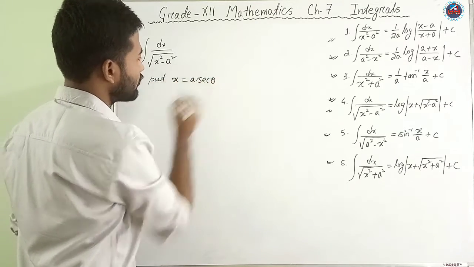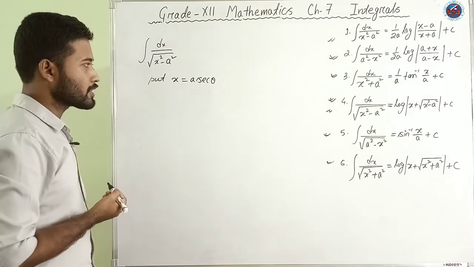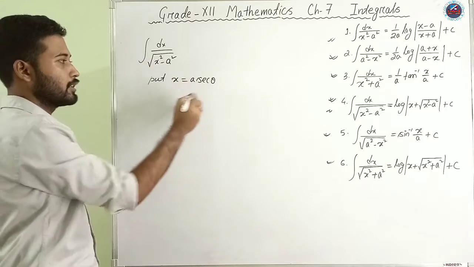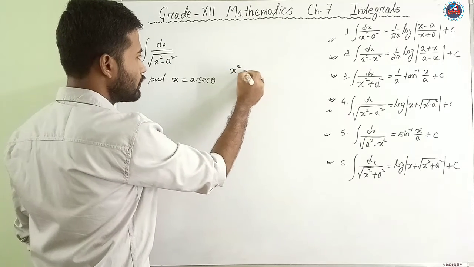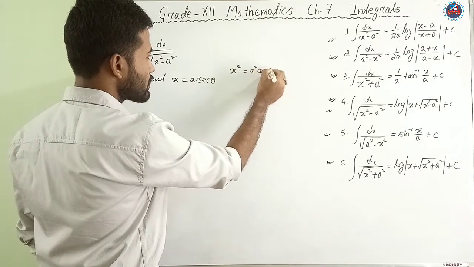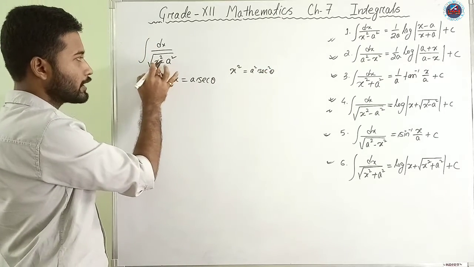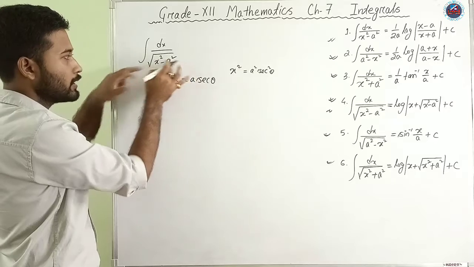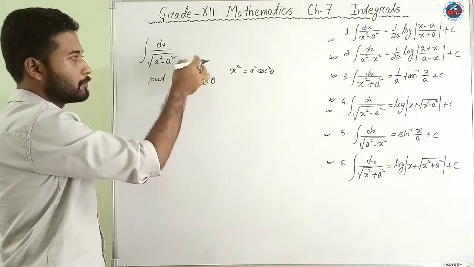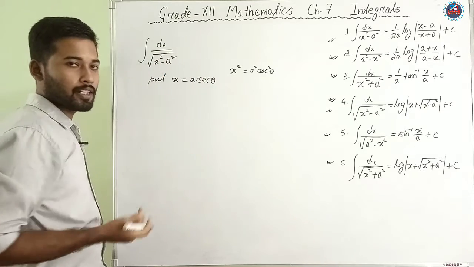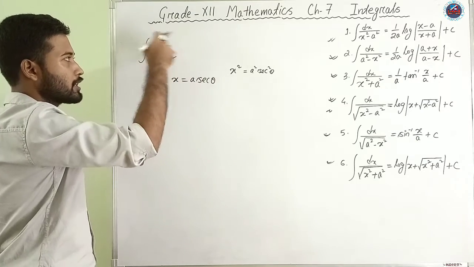To eliminate the denominator, we can put x is equal to a sec theta. Now why x equal to a sec theta? If we put x equal to a sec theta, then x square will be a square sec square theta. If I take a square common from both, it will be sec square theta minus 1, and that will be equal to tan square theta. The root and square will cancel, so we shall get tan theta.